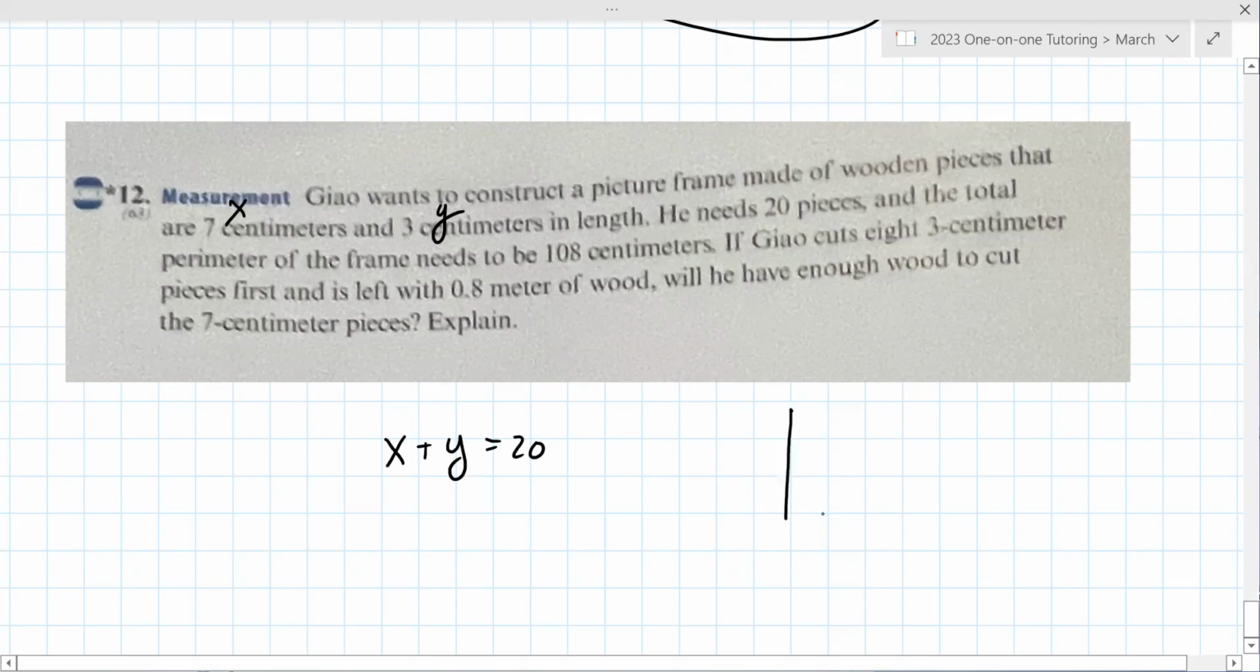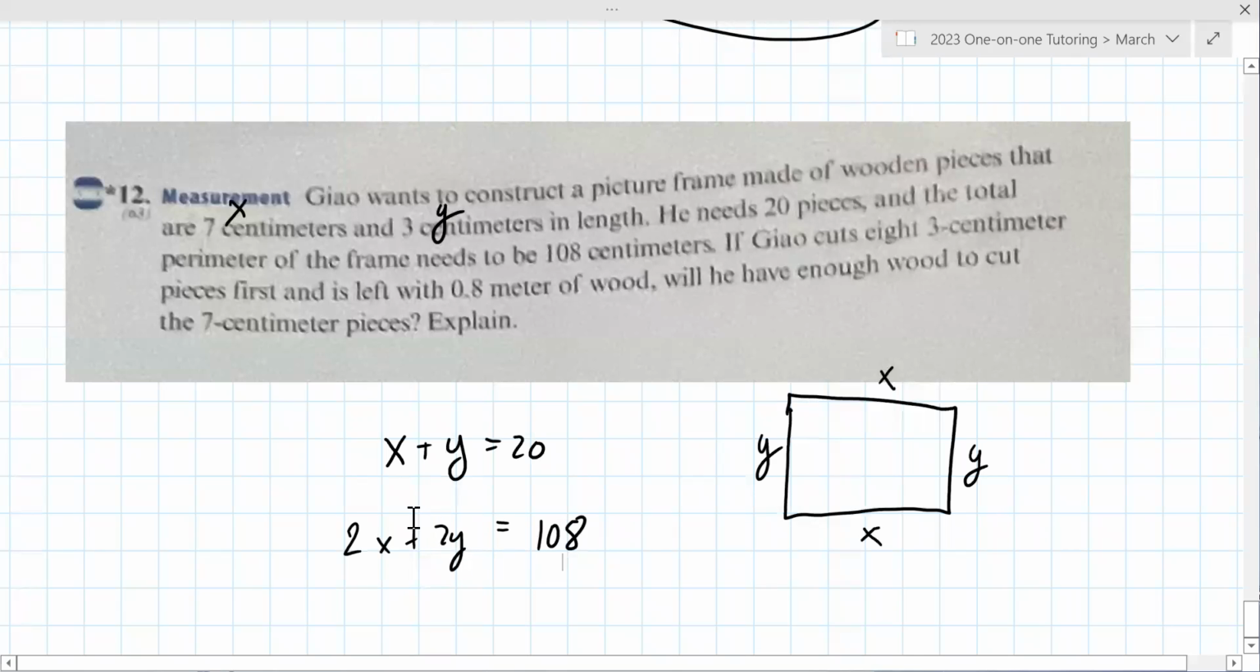Now the perimeter of any sort of rectangle is just all of the sides added together. But it's double. It's 2x plus 2y equals 108. But we know the length of these, so it's not 2x. The x piece is 7 and the y piece is 3. So we should have done 7x, 7x, 3y, 3y. And those add to 108.